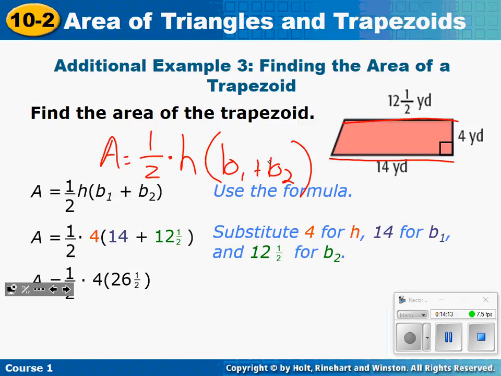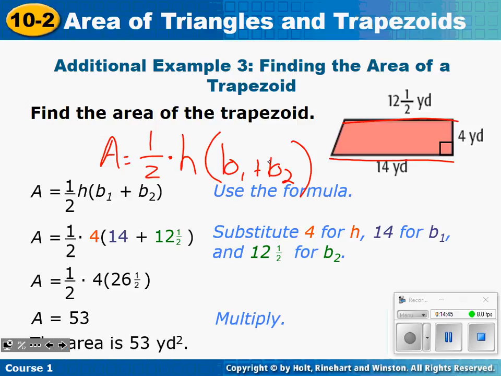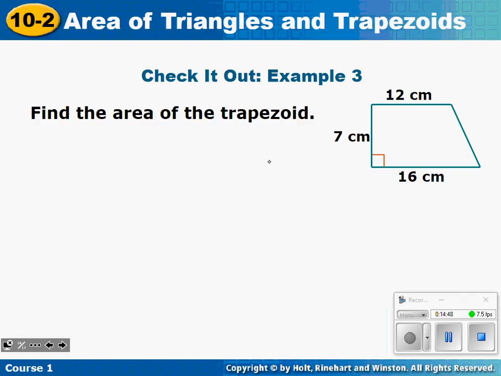You got to do the parentheses first according to order of operations. So you're going to end up with 1/2 times 4 times 26.5. You multiply it out. You end up taking 1/2 times 4, which is 2, times 26.5, which ends up being 53. Okay? Please try that one on your own, on your whiteboards. I think we're almost out of time.